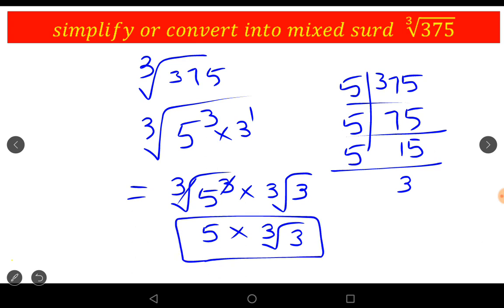Okay students, third root of 375. First of all, the prime factorization of 375 is 5 cubed times 3 to the power of 1. Apply the formula nth root of a times b equals nth root of a times nth root of b. Third root of 5 cubed and third root of 3. The order and power are the same, so they cancel: 5 times third root of 3.